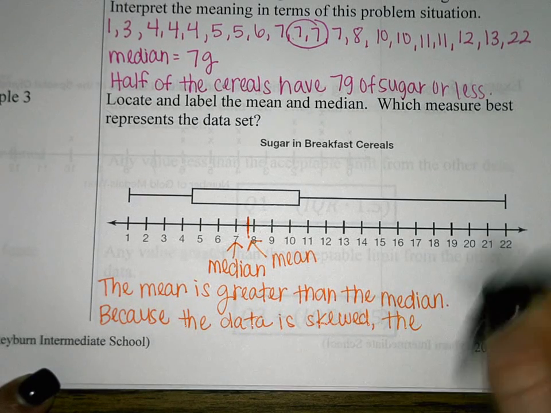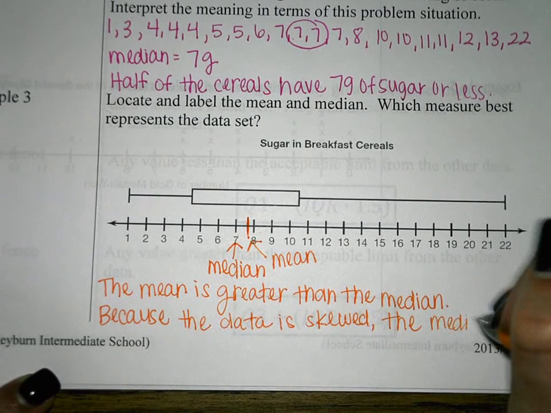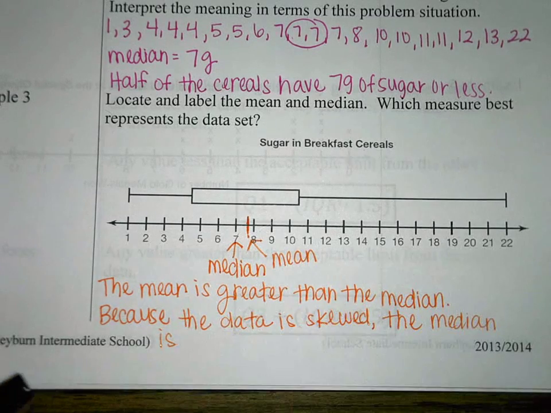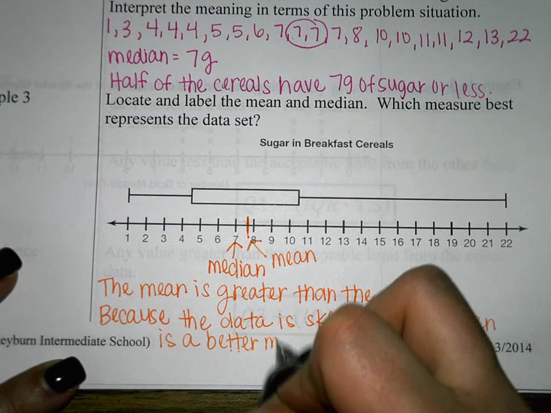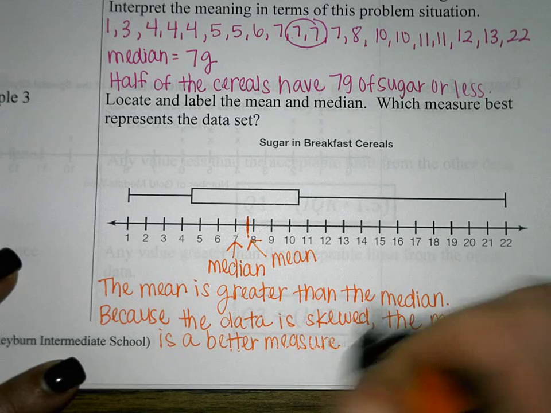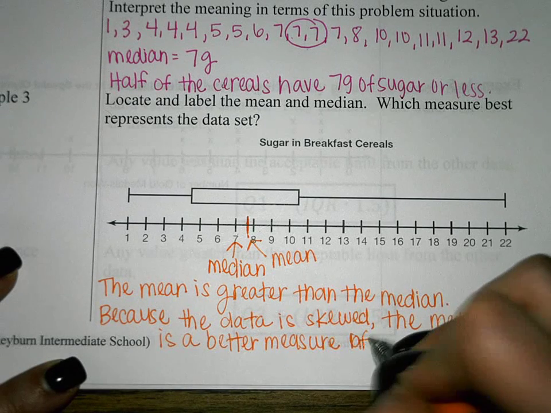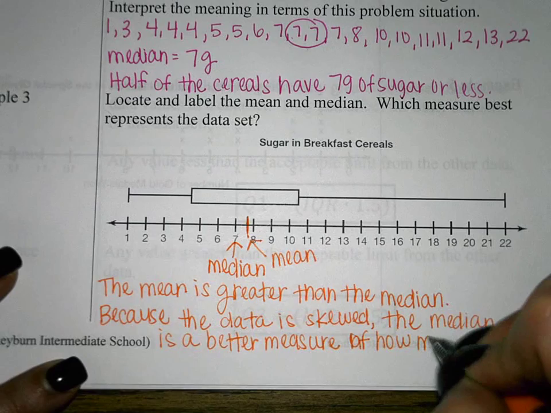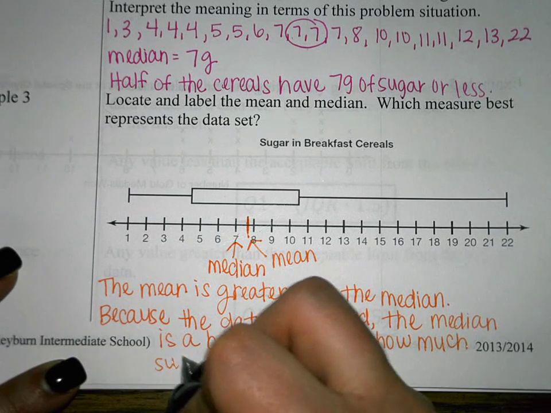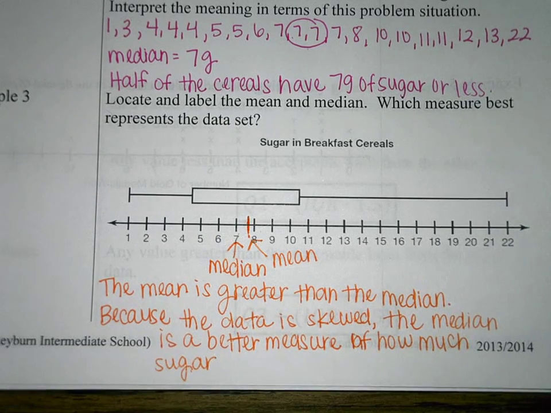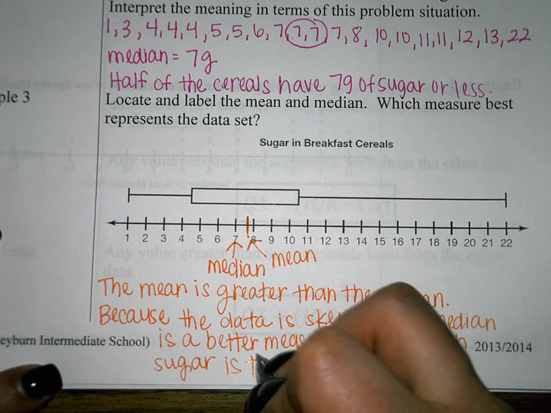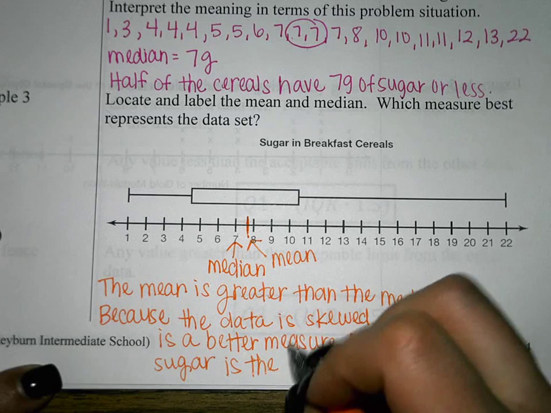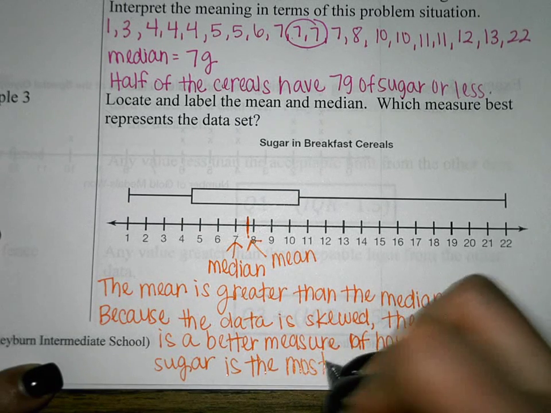the median is a better measure of how much sugar is the most likely amount.